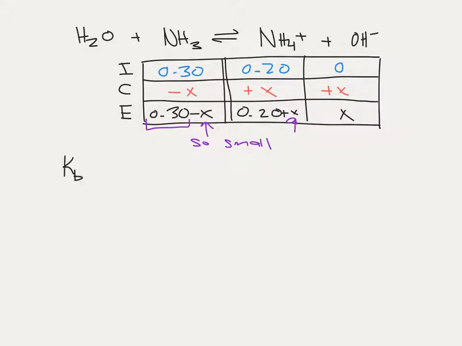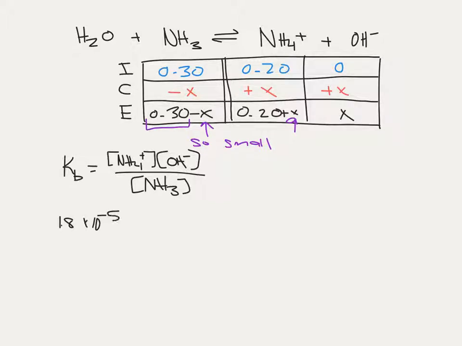My Kb for this case is going to be the ammonium ion times the hydroxide ion divided by the ammonia molecule. Glorious. So we'll have 1.8 times 10 to the negative 5 equal to 0.20 times x over 0.30. I'll multiply that 0.3 over and divide by the 0.2 to get an x value of 2.7 times 10 to the negative 5. Now remember to be really careful here.